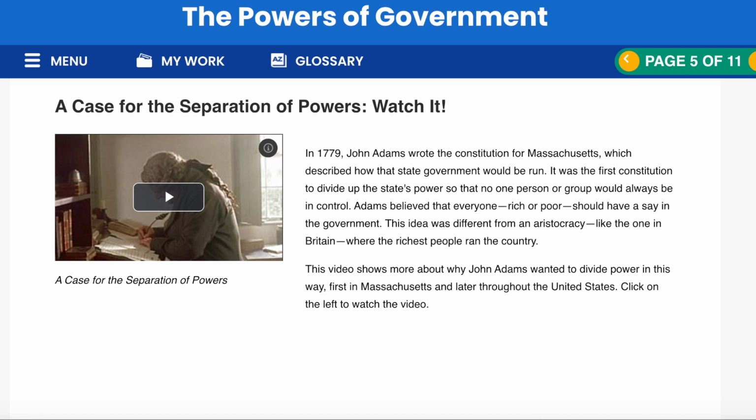In 1779, John Adams wrote the Constitution for Massachusetts, which described how the state government would be run. It was the first constitution to divide up the state's power so that no one person or group would always be in control. Adams believed that everyone, rich or poor, should have a say in the government. This idea was different from an aristocracy, like the one in Britain, where the richest people ran the country. This video shows more about why John Adams wanted to divide power in this way, first in Massachusetts and then later throughout the United States.